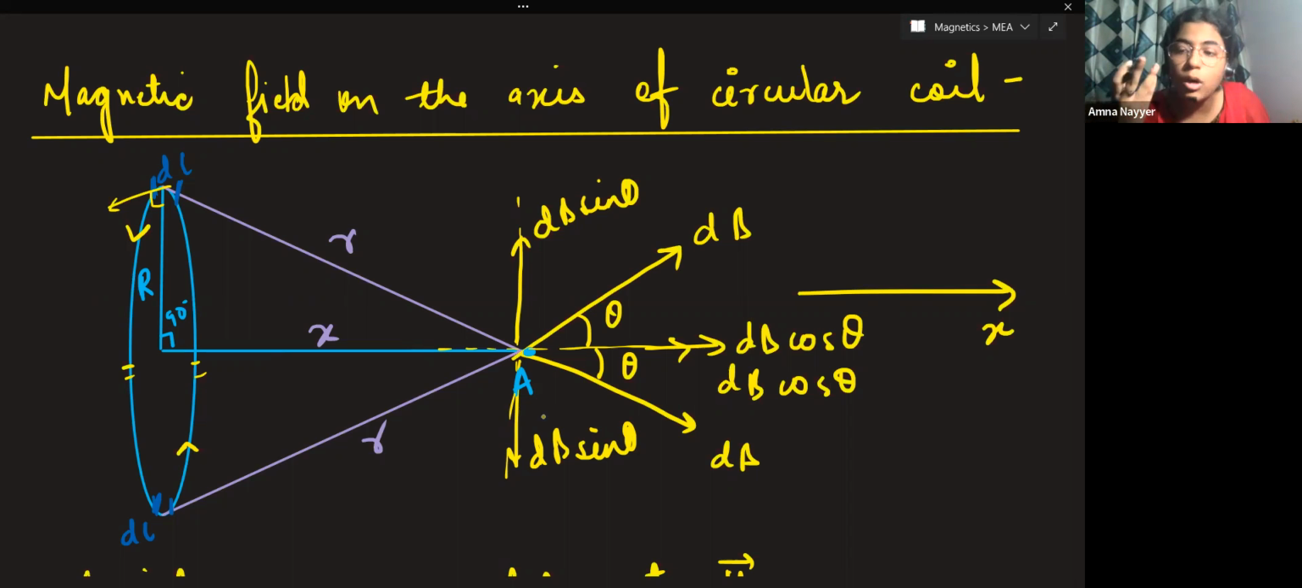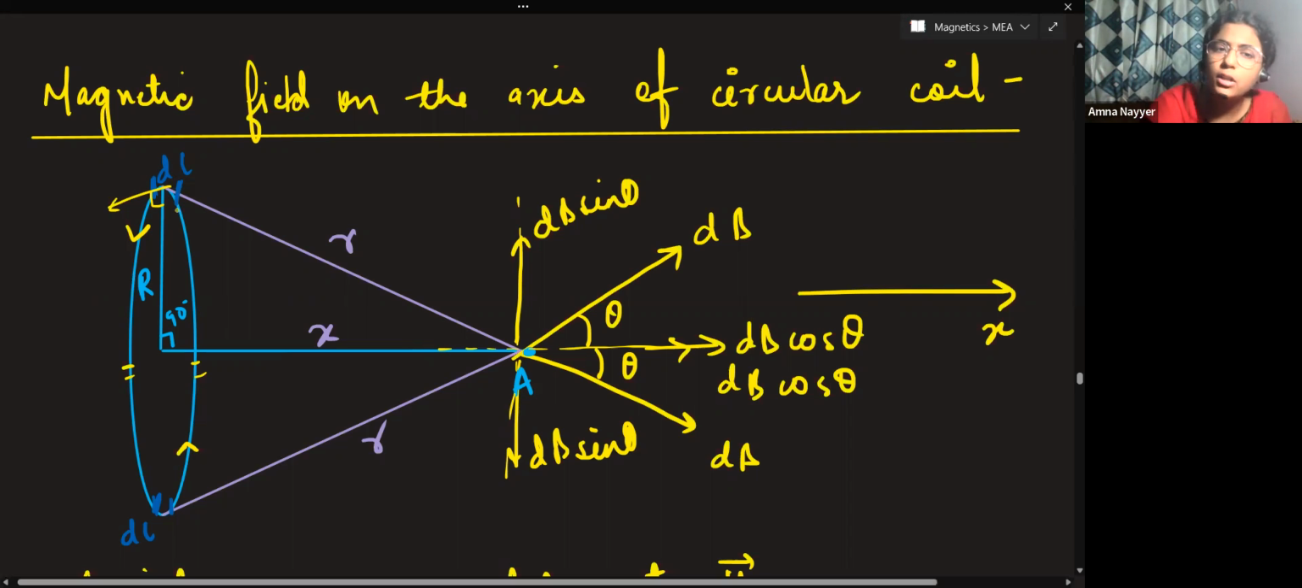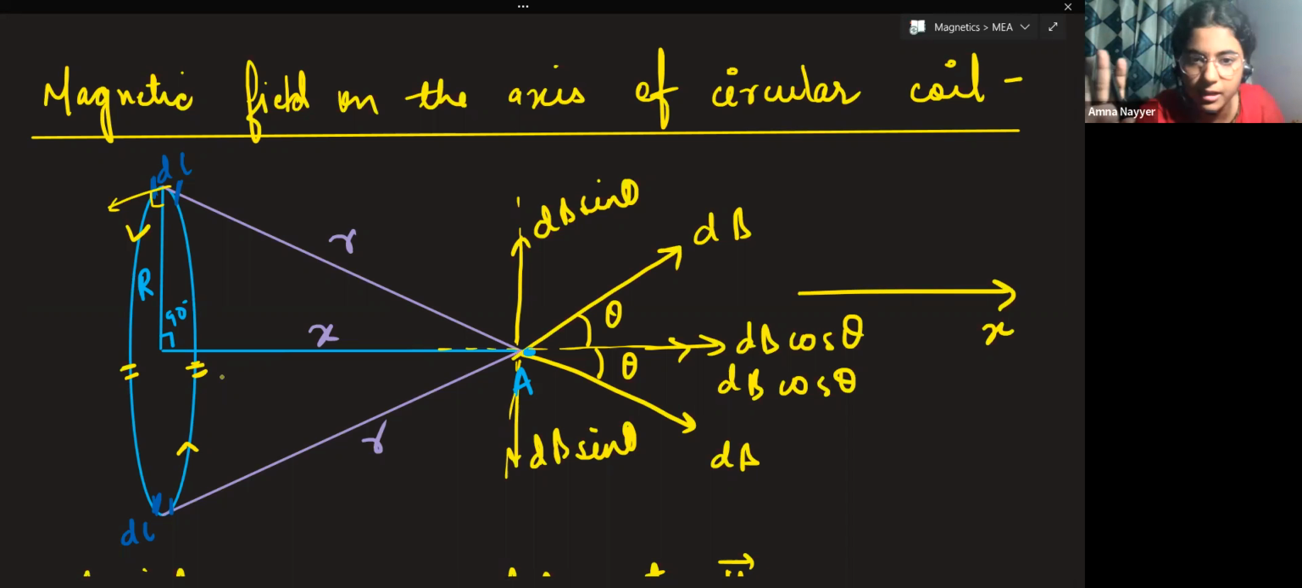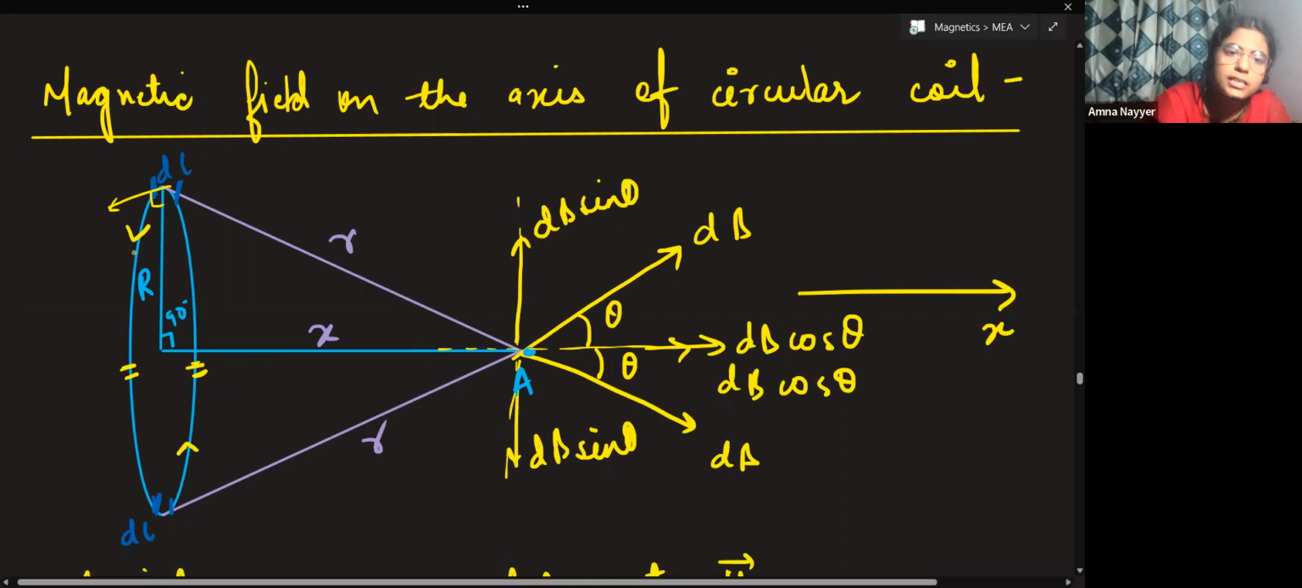And what will happen to the cos component? All the cos components are leading in the x-axis in one direction. I had taken two DLs, there will be so many DLs. If I consider this corner, then opposite to this one will be the diametrically opposite end here. So we can integrate dB if all the dB due to all the DL are in the same direction. If I take this end, then obviously a counterpart will be here.